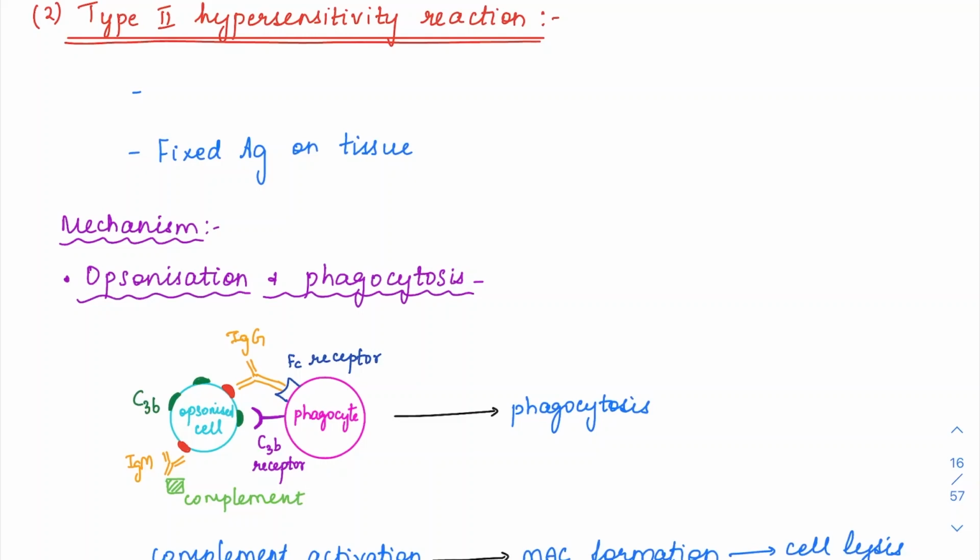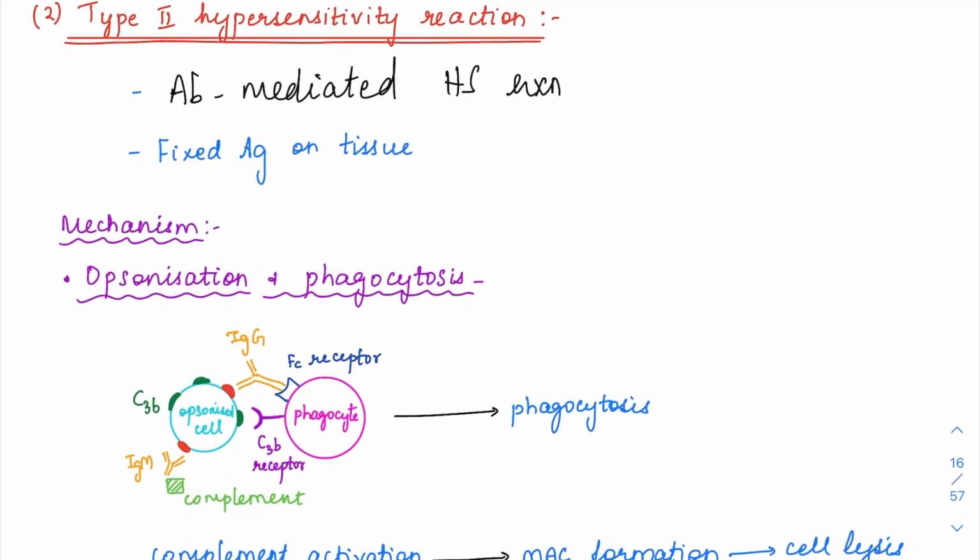Type 2 hypersensitivity reactions are also called antibody mediated reactions because they involve antibodies. Both type 2 and type 3 involve antibodies, but the difference is that in type 2 the antigen against which this antibody is formed is present on a fixed tissue. So the tissue is fixed, the antigen is present on the tissue, and the antibodies come and act against this antigen.